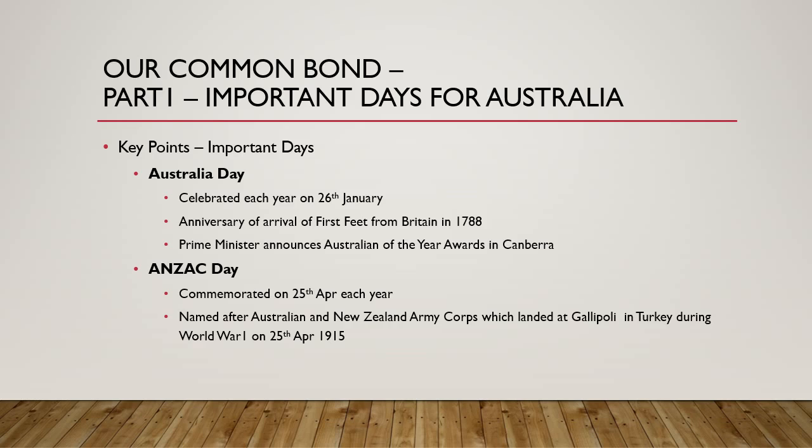Australia Day is celebrated each year on 26th January, for the anniversary of the arrival of the First Fleet from Britain in 1788. Usually on Australia Day, the Prime Minister announces the Australian of the Year awards in Canberra. It's a major award in Australia. Anzac Day is commemorated on 25th April each year, and it is named after the Australian and New Zealand Army which landed at Gallipoli in Turkey during World War I, on 25th April 1915.